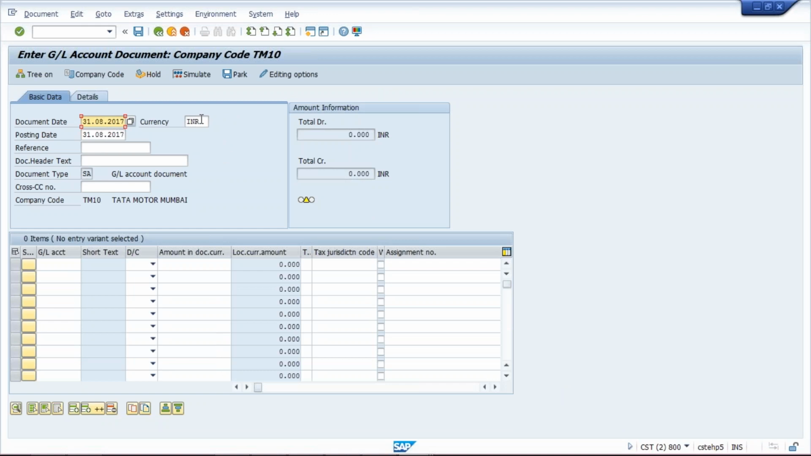So now I am going to post a transaction in US currency. Say for example, I am having a rent GL where I'll just post 1 USD itself, so that it will be very much easy for you guys to understand. 1 USD, press enter.